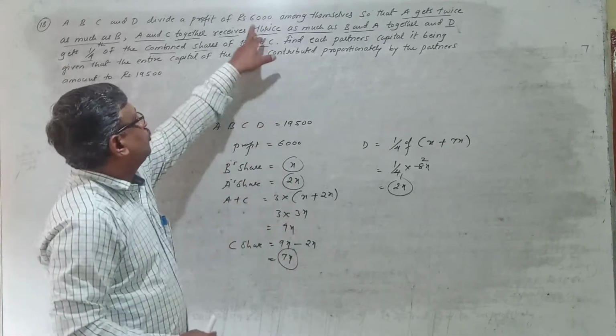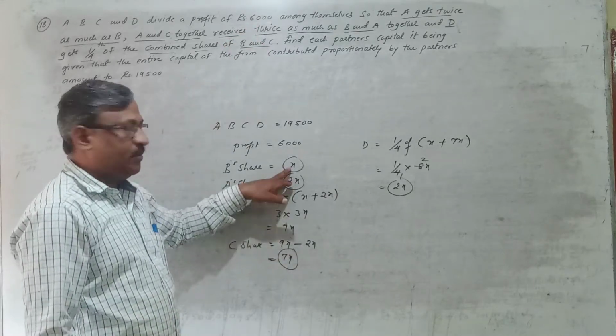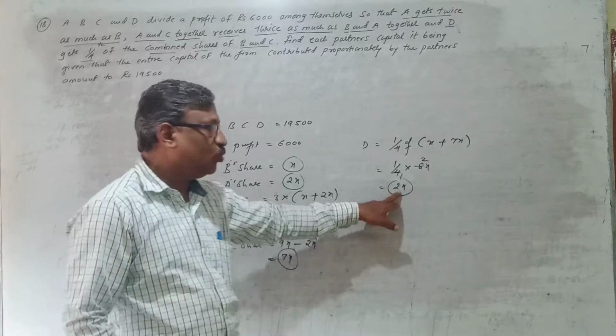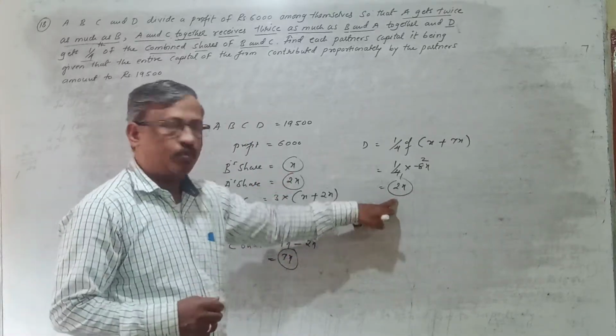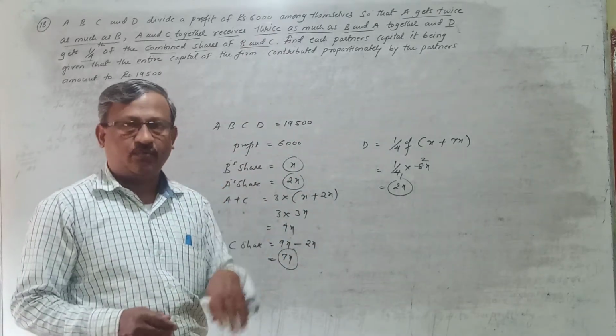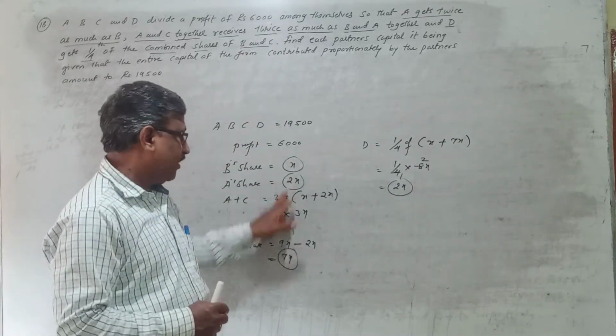So after distributing this profit of 6,000 among these 4, A is getting 2x, B is getting x, C is getting 7x and D is getting 2x. So if we add the shares of all these 4 partners together, we have to get the profit only, because the profit only we have distributed. So after distributing this profit, they are getting so much.